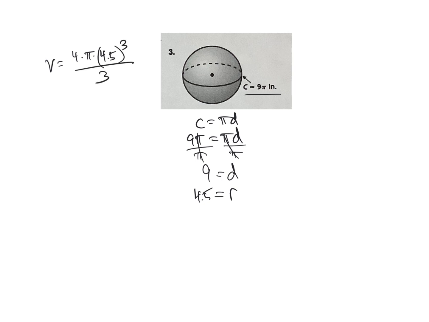So 4.5 cubed, 91, times pi times 4, and then divide by 3. And our volume is 381.70 cubic inches. Surface area is 4 times pi times 4.5 squared. So 4.5 squared is 20.25 times pi times 4, and that gives us a surface area of 254.47.